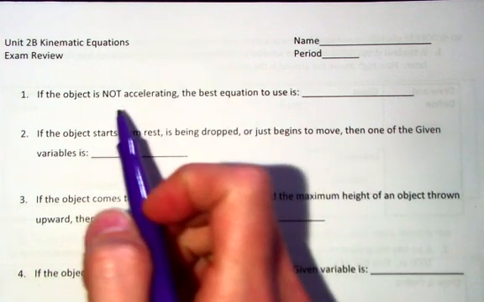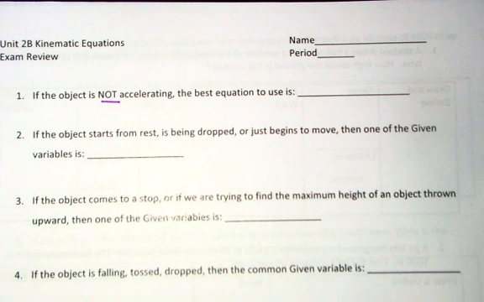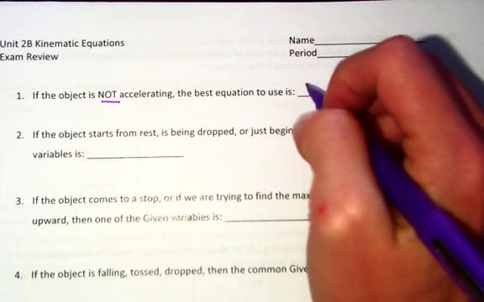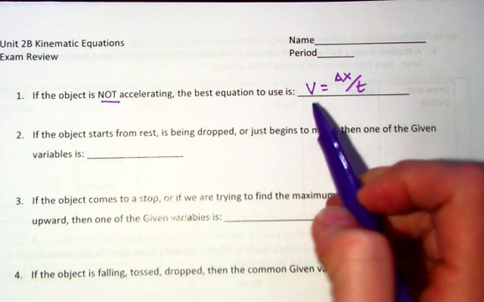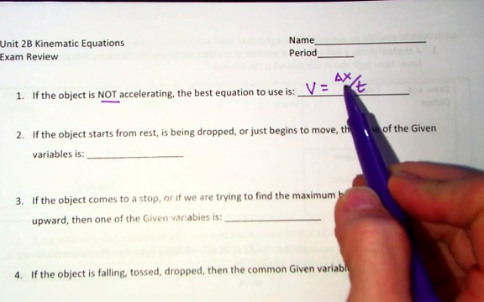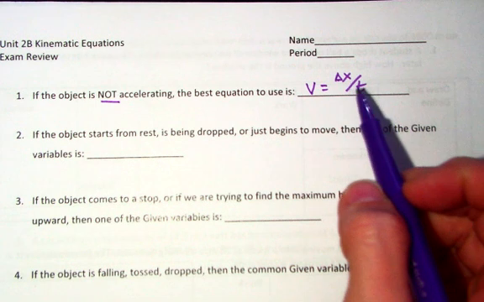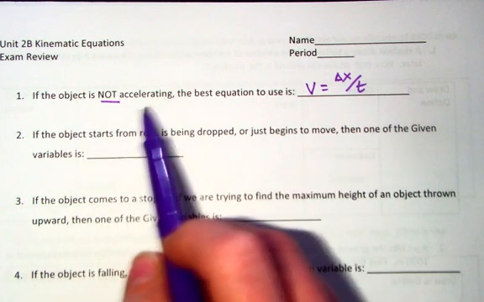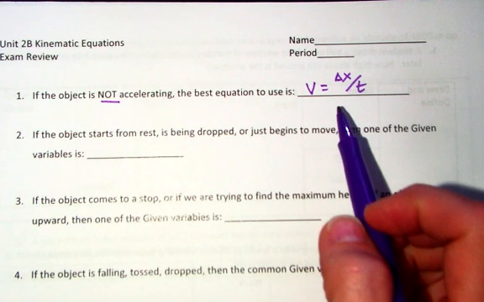If an object is not accelerating, so a equals 0, the only equation that we're going to use is v equals delta x over t, because this velocity is constant. That means the change in displacement is going to be the same for every unit time. Anytime we're not accelerating, so we're not speeding up and we're not slowing down, this is the one equation you're going to use.